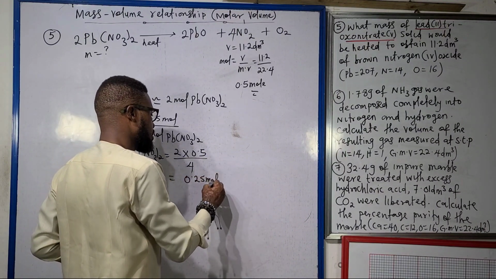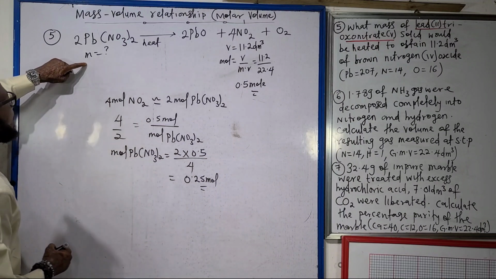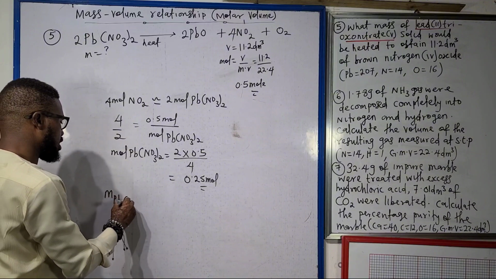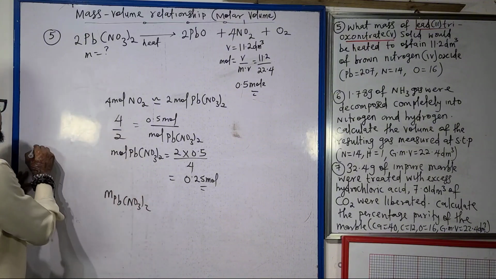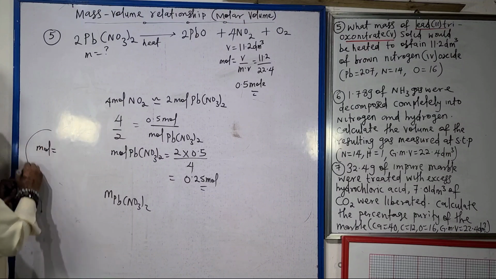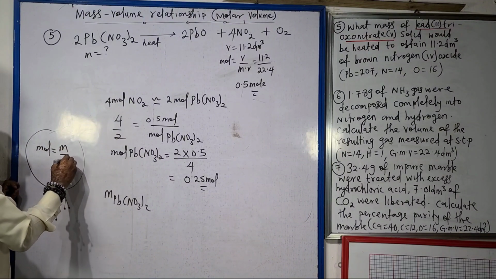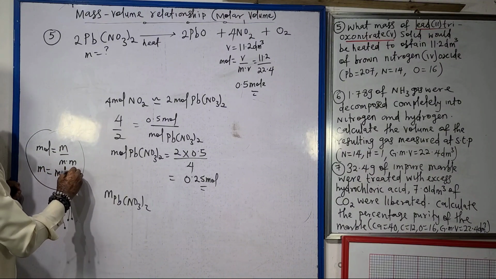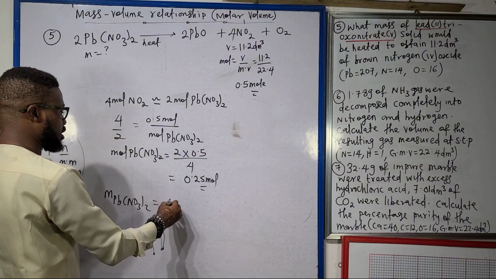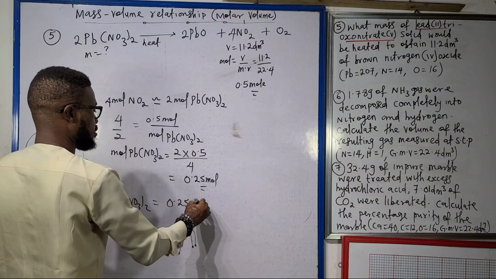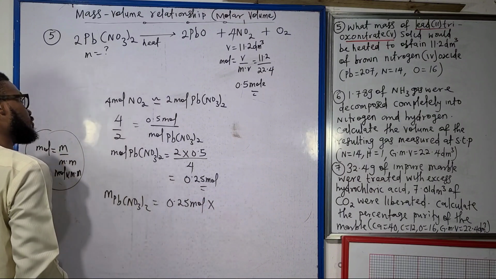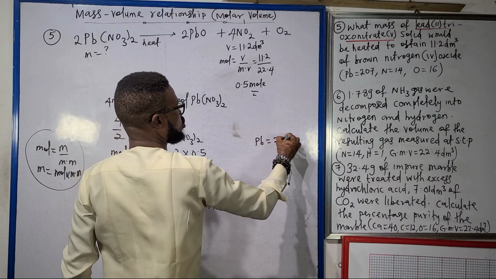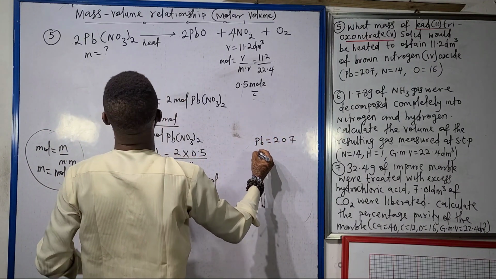0.25 mole. Since I am looking for the mass of lead trinitrate, recall that mole equals mass over molar mass. So the mass will be what? Mole times molar mass. What is the mole there? 0.25 mole times, what is the molar mass of lead trinitrate? If you look at it, Pb equals 207, and then the trinitrate part, NO3 twice.